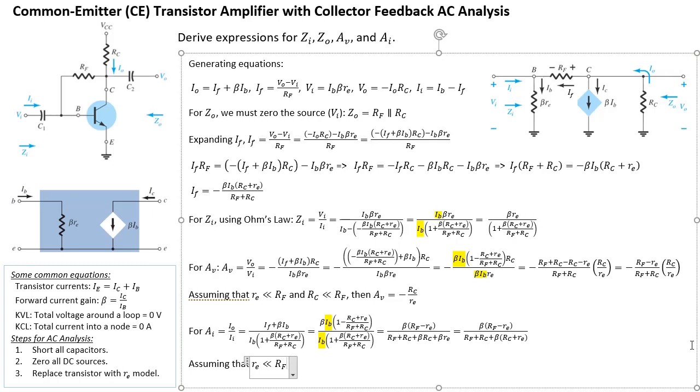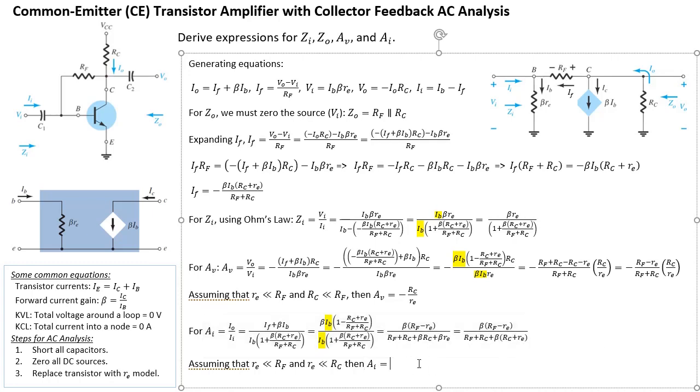All right, and even RC is much smaller than... well, let me just do it one step at a time. Let's say assuming that RE is much smaller than RF, then my AI is going to equal... so the top part. RE is much smaller than RF, and RE is also much smaller than RC. So that means this term will disappear, and if it's much smaller than RC, then this term will disappear.